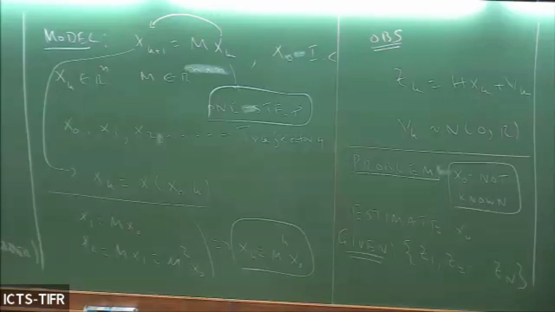I observed. The observation contains information about that unknown state x. Instead of calling it x naught, I call it x. We did the estimation technique. Sometimes this is also called retrieval: retrieve the initial condition from the information given through the observation.